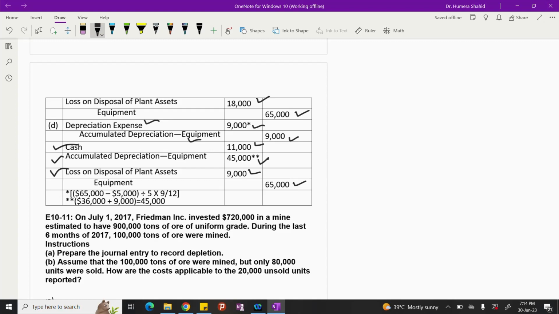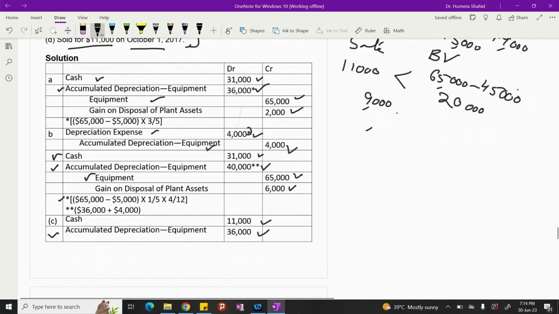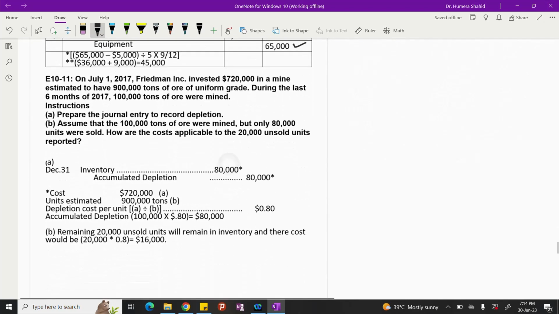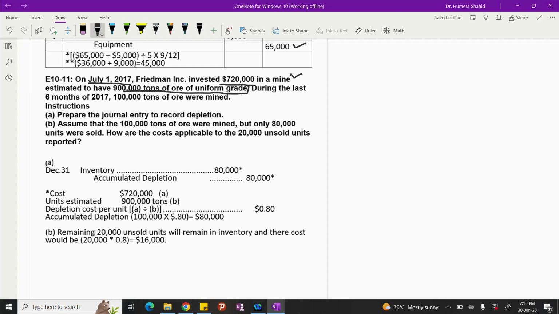So this is it about this question, which is question number 10. Let's move on towards question number 11. On July 1st, 2017, Friedman Incorporation invested $720,000 in a mine. Okay, mines are natural resources, right? Estimated to have 900,000 tons of ore of uniform grade, means all the ore is of uniform quality.